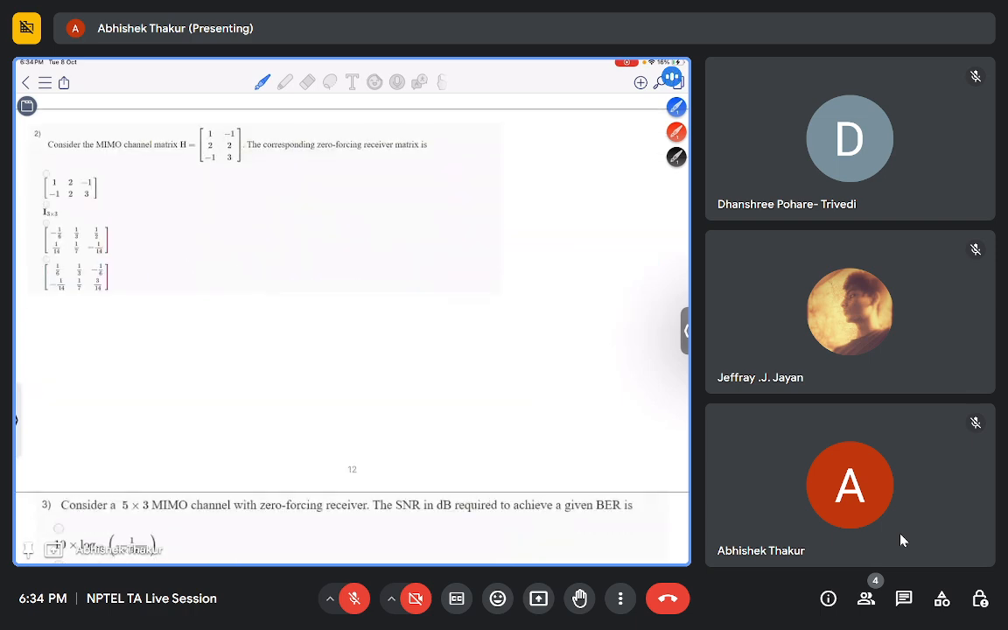Now coming to the next question, consider the MIMO channel matrix H equal to [1 2 -1; -1 2 3]. The channel matrix is given as 1 2 minus 1, minus 1 2 3. So now we have to find the corresponding zero forcing receiver matrix.